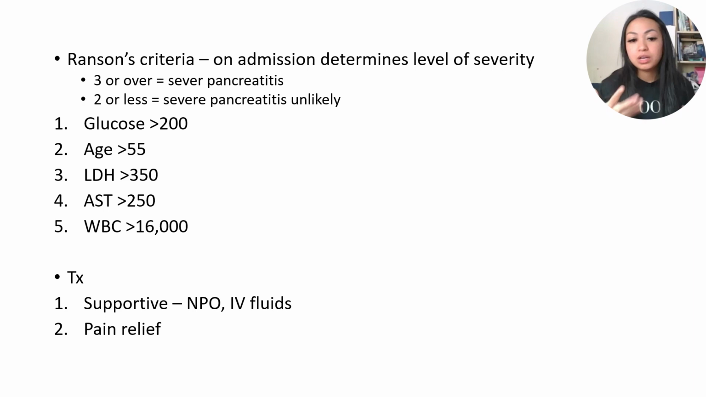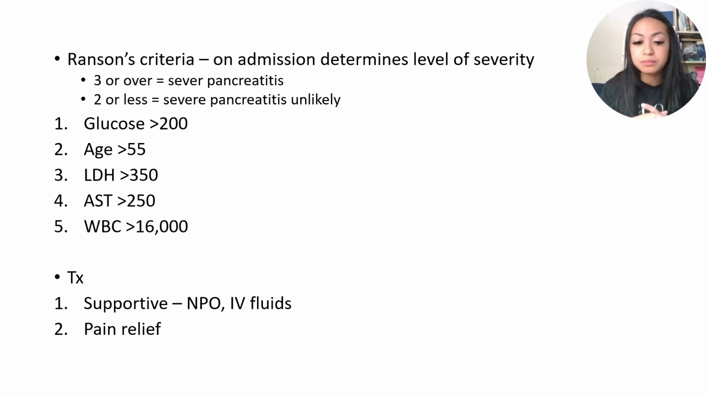Okay, so if someone in the exam says, how do you determine the severity of acute pancreatitis on admission of the patient, you need to quote Ranson's criteria, and you need to look at their age. Are they over 55? Check their glucose over 200, LDH over 350, white blood cells more than 16,000, and AST more than 250. So just recognize that the parameters are glucose, age, AST, LDH, and white blood cell count.